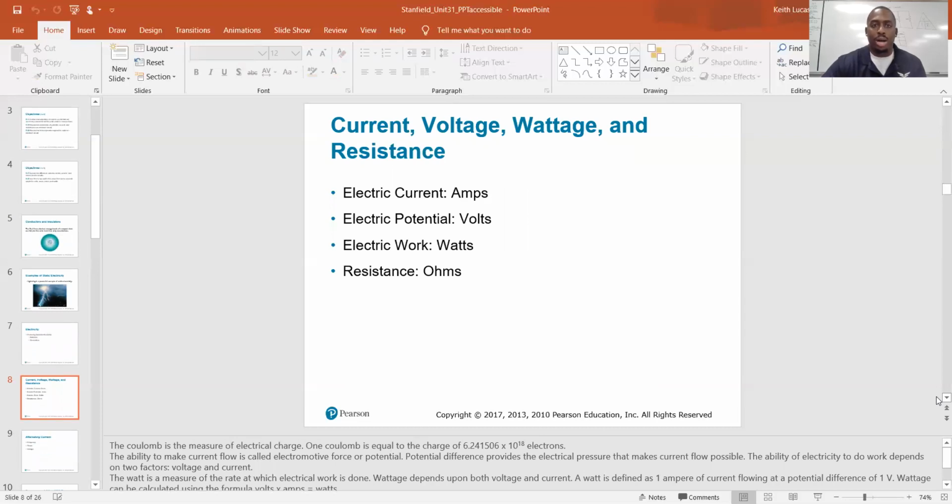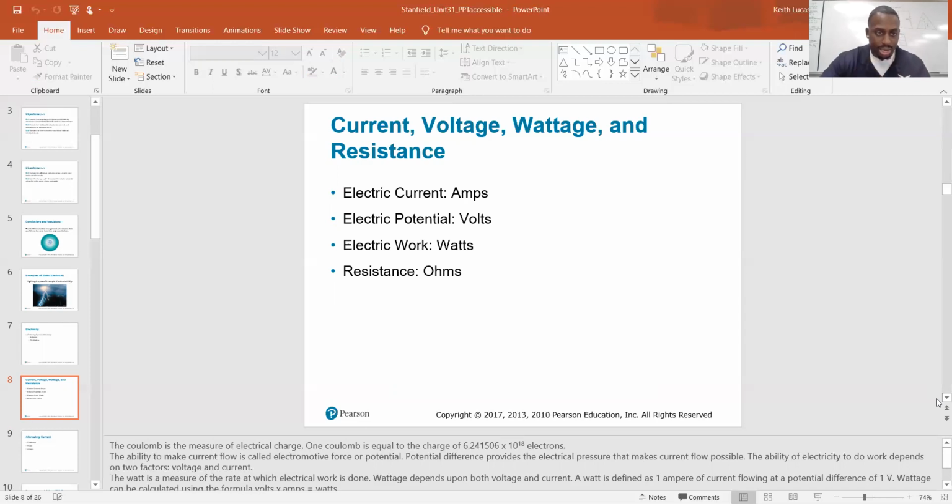Current, voltage, wattage, and resistance. Current is measured in amps. Electric potential is measured in volts. Electric work is measured in watts, and resistance is measured in ohms. The coulomb is the measure of electrical charge. One coulomb is equal to the charge of 6.241506 times 10 to the 18th power of electrons.